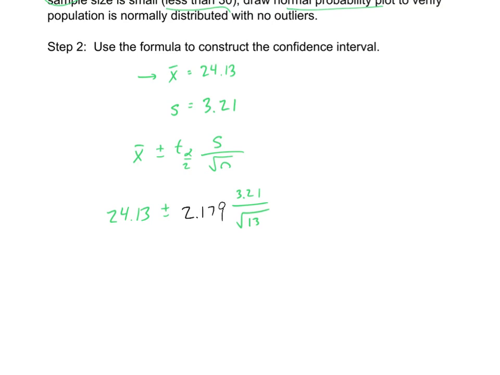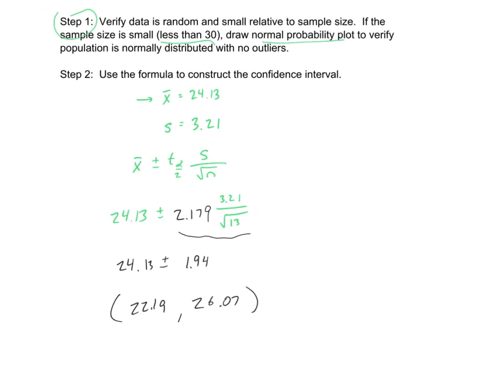All right, so that is what goes into our confidence interval formula, 2.179. When you punch that into your calculator, I'm just going to do the margin of error first. And in doing that, I get 1.94 miles per gallon, 24.13 plus or minus that. So our confidence interval is 24.13 minus 1.94, which is 22.19. And when you add 1.94, you get 26.07.